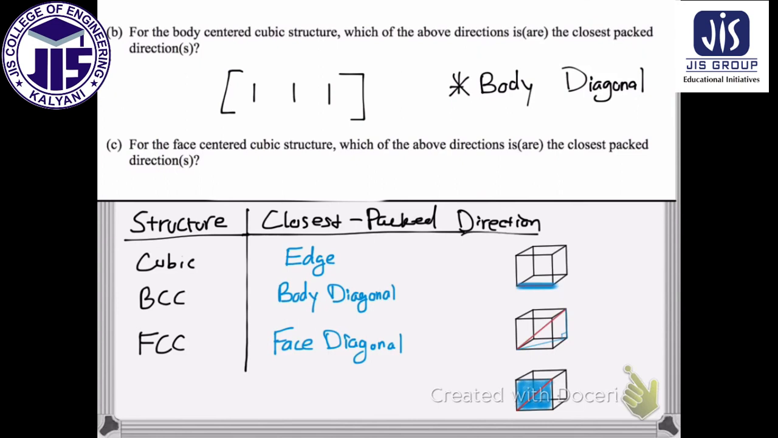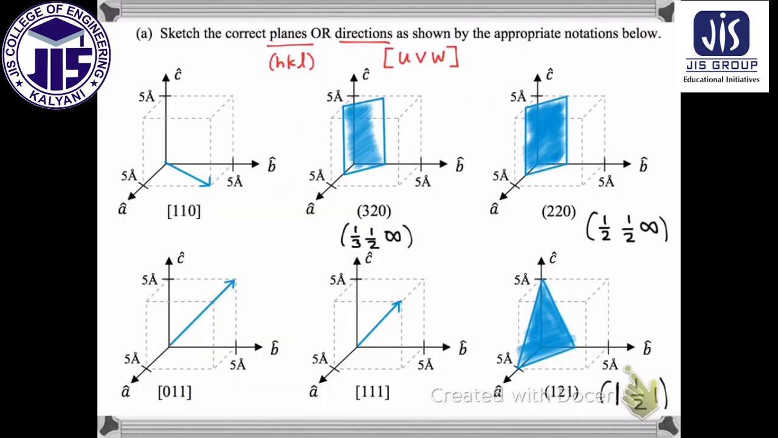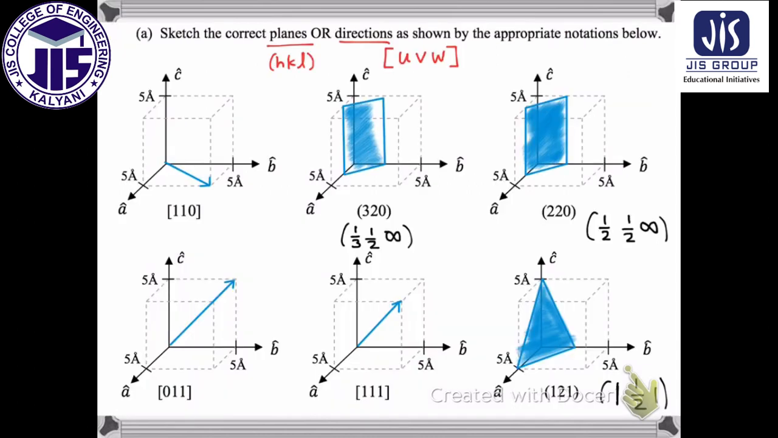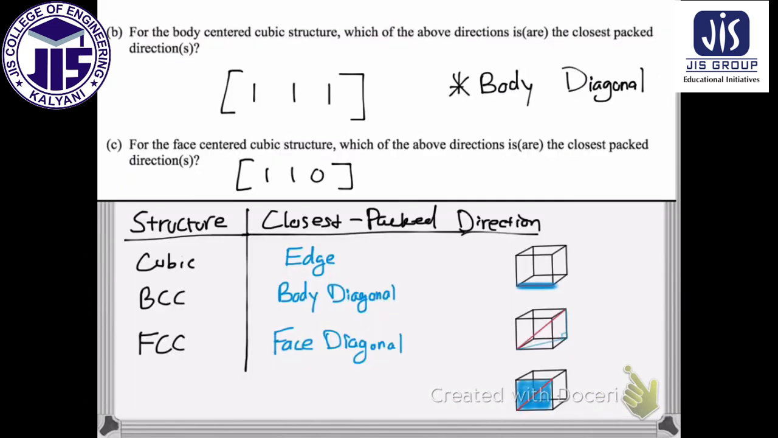Next one was for face-centered cubic, which of the above are the closest packed directions. So we're looking for the face diagonal since it's face-centered cubic. Pretty much we're looking for a diagonal along a face of a cube. Do you see that anywhere? Well, lower left, you got 0, 1, 1. You're on the rear face, and you're going across the diagonal there. So that would be your 1, 1, 0, or I think I wrote it 0, 1, 1. I should have written 1, 1, 0 there, but 0, 1, 1 would also work.